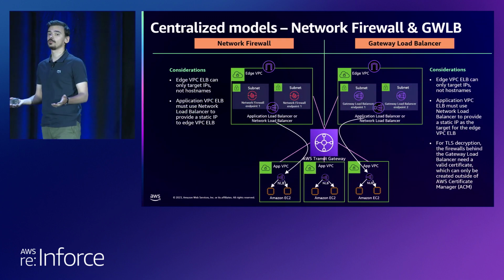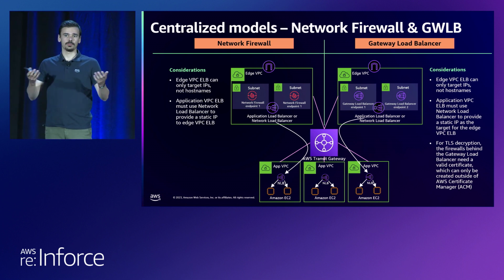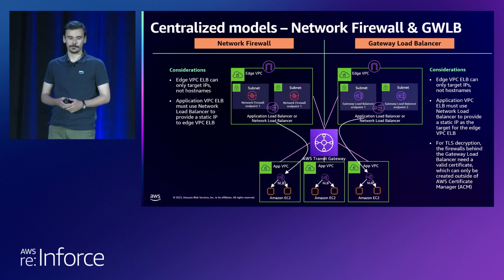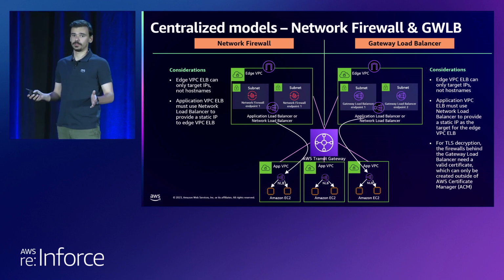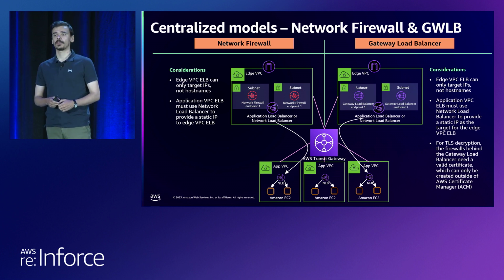But let's say a distributed model is not for you, right? Like you were hearing from Suri, you want a centralized ingress point. It could be a requirement for you, could be a compliance requirement. You could just like it, right? It's perfectly reasonable. You can choose to use the same security constructs, network firewall, gateway load balancer. The architecture would look like that.